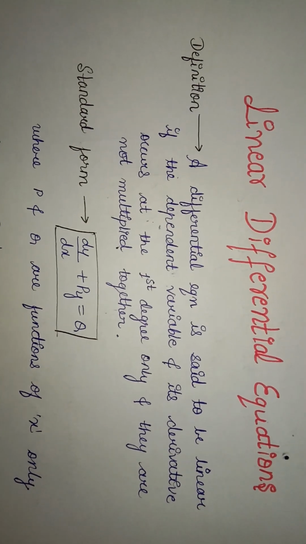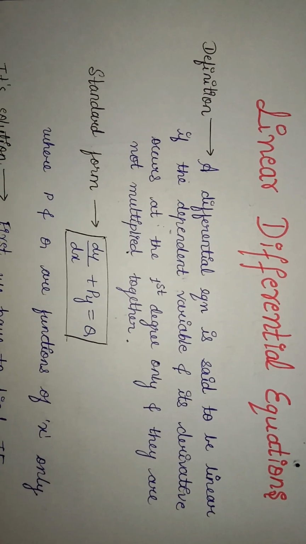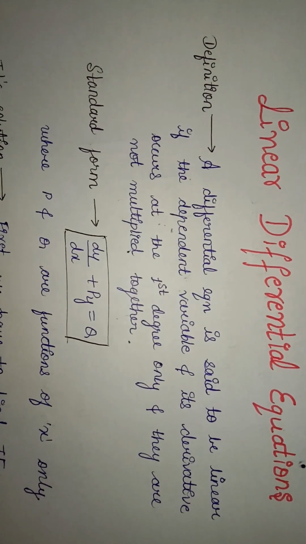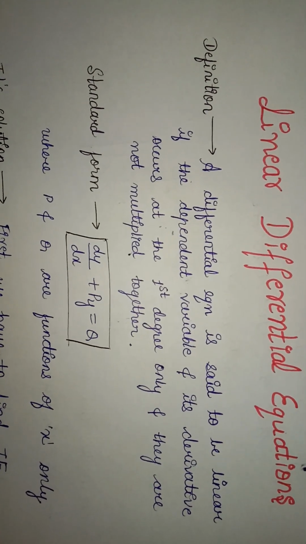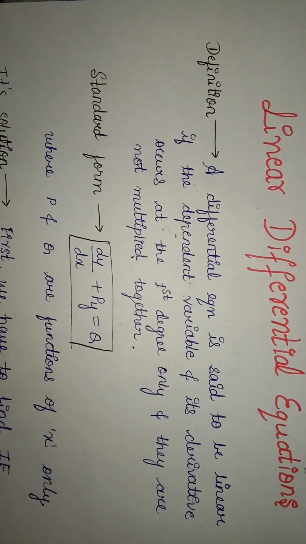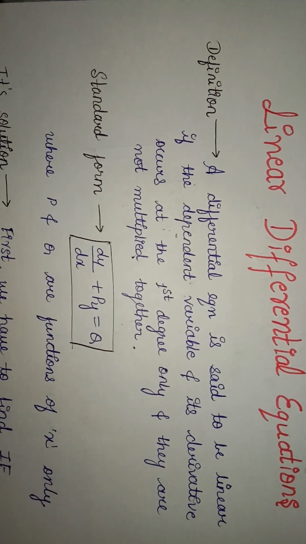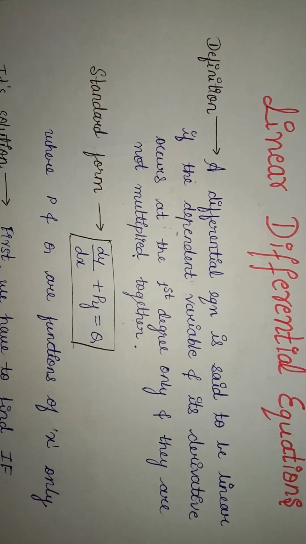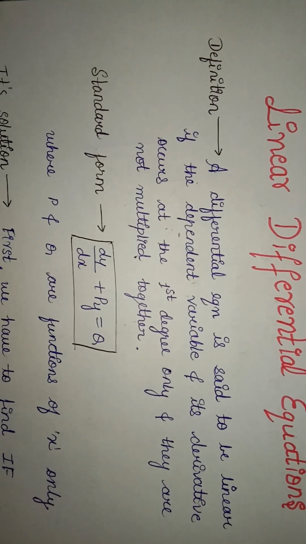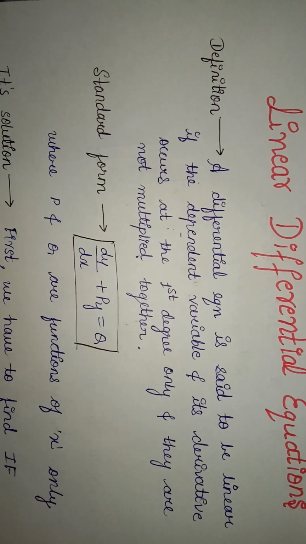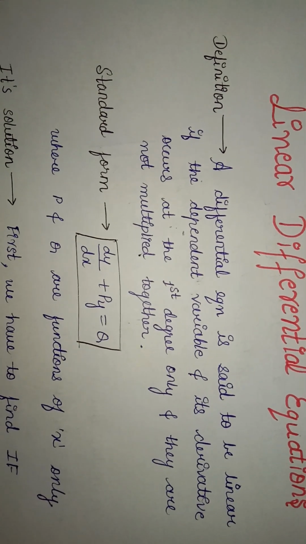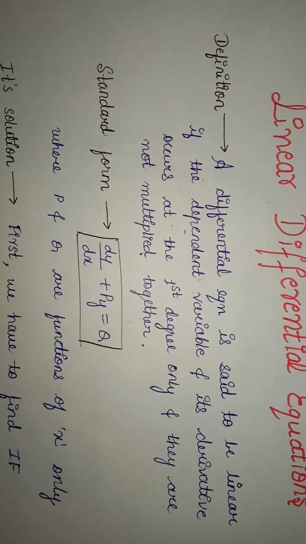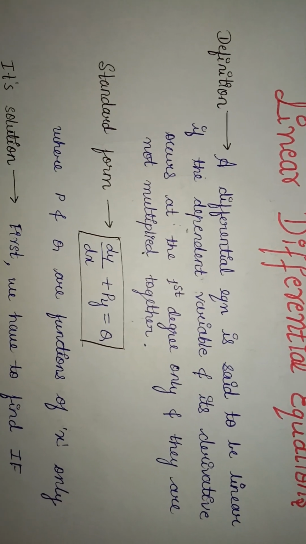Today we are learning about linear differential equations. So coming to its definition, a differential equation is said to be linear if the dependent variable and its derivative occur at the first degree only and they are not multiplied together. Here it states that it is a simple linear equation where its highest degree is 1 and its dependent variable and its derivative are not multiplied here.